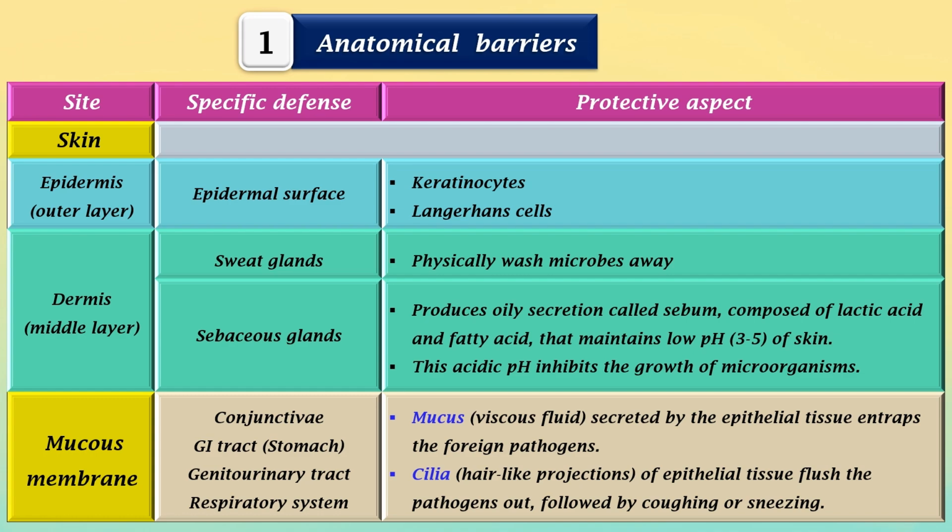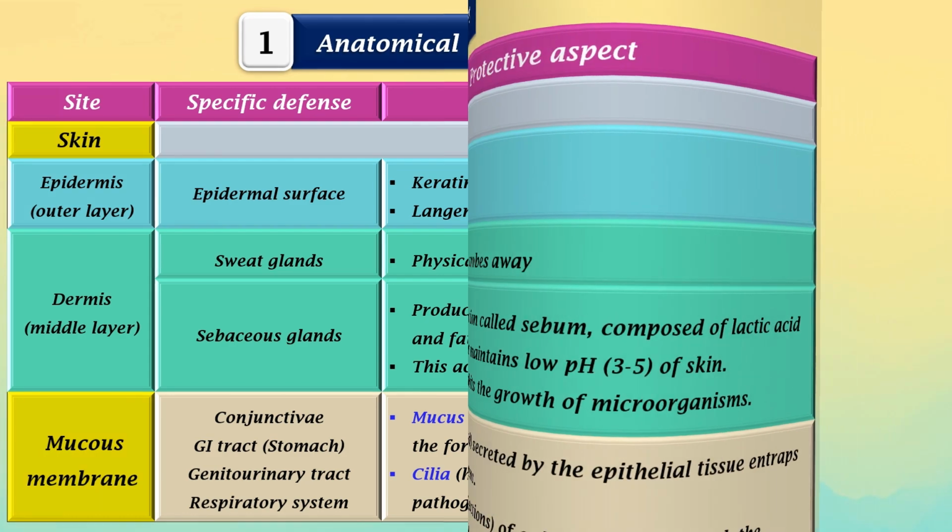Conjunctivae, gastrointestinal tract, genitourinary tract, and respiratory tract are lined by mucous membranes. The viscous fluid mucus is secreted by the epithelial tissue, which entraps the foreign pathogens. The hair-like projections of epithelial tissue, called cilia, flush out the pathogens, followed by coughing or sneezing.